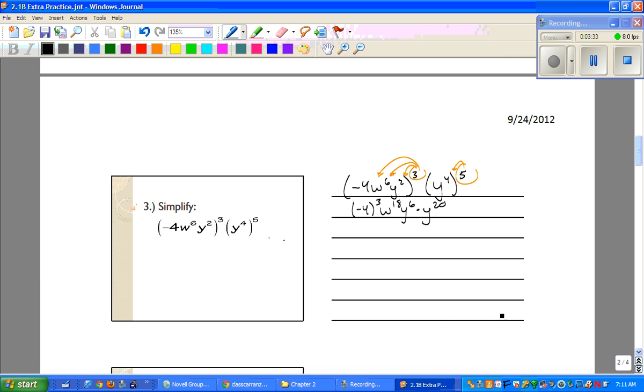Okay, don't forget that negative 4 cubed is negative 4 times negative 4 times negative 4, which is going to give you negative 64 w to the 38th, and you can combine those y's. So you get y to the 26th. Okay. And let's just move this real quick so it's a little bit easier to see. One line down.